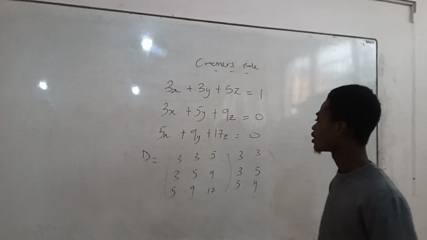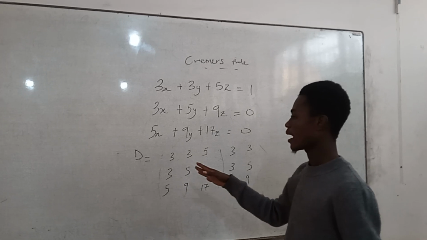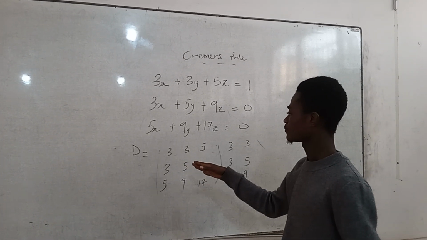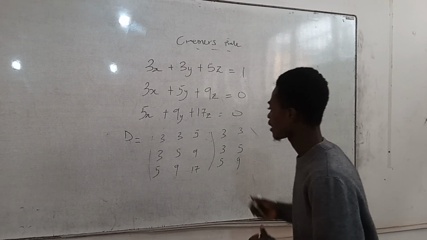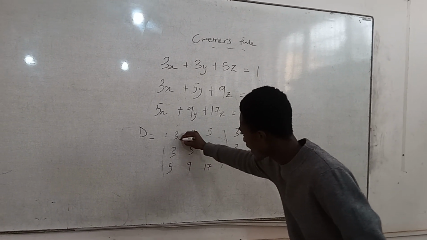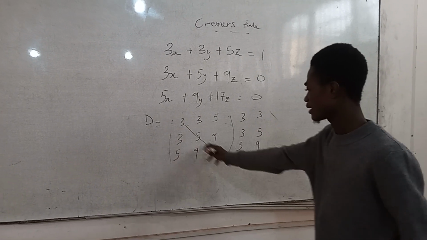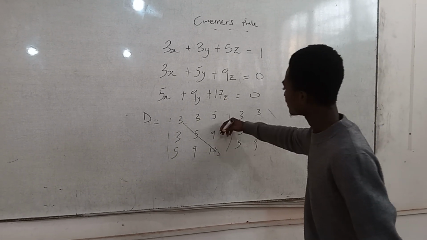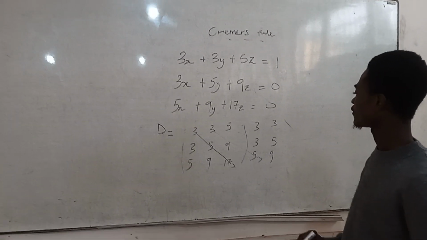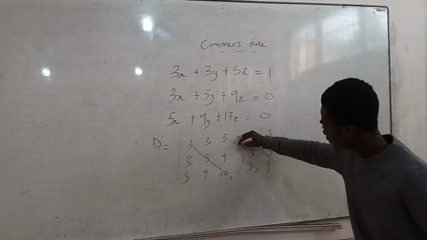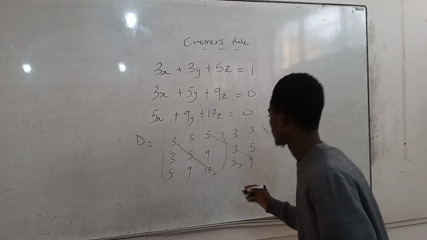When you are done, what you are supposed to do is to just take the first diagonal and multiply. Then you move to the second diagonal, then you multiply. Then it goes to the third. So this is how it's supposed to be. The first diagonal goes like this. So you are multiplying everything here. Then you go to the second diagonal, like this. You multiply everything. Then you go to the third, everything. Then you multiply.